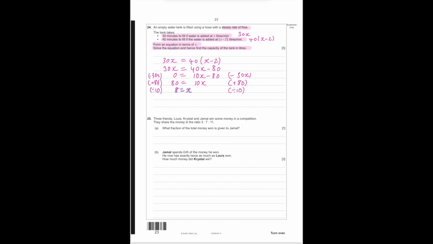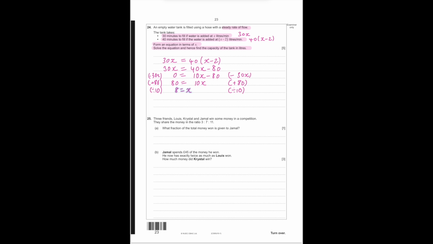25. 3 friends, Louis, Crystal and Jamal win some money in a competition. They share the money in the ratio 3 to 7 to 11. Part A, what fraction of the total of money won is given to Jamal? So we have Louis, Crystal and Jamal, 3 to 7 to 11. Okay, we're interested in what fraction of the total is given to Jamal. So we're interested in this part, but the total is how many parts there are in total. So 3 plus 7 is 10, plus 11 is 21. So Jamal gets 11 out of 21 parts.